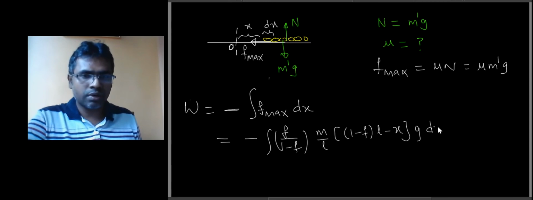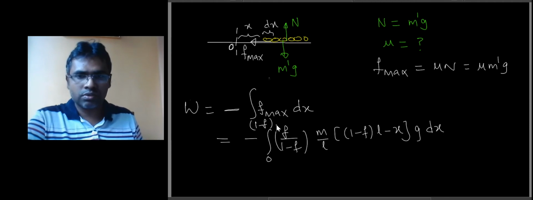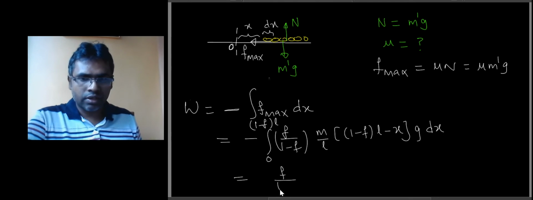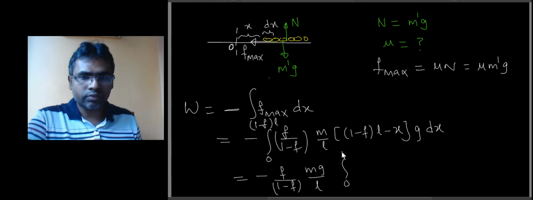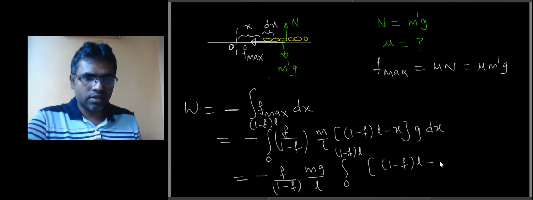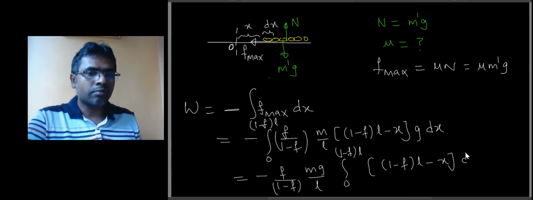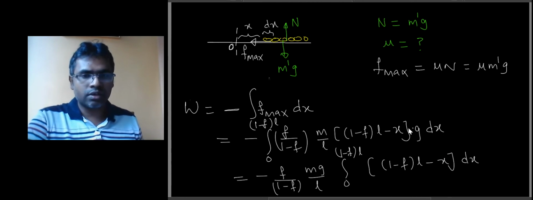And then if you allow the chain to displace by an amount dx, that's the work done for the tiny displacement. But if I integrate for the entire displacement, the entire displacement is (1 minus f) into L, which was the initial length of the chain on the table. If you pull the constants out of the integral, we have f by (1 minus f) times negative mg by L. All these are constant factors, and then we just have to integrate. These are the limits of integration. The integral is easy. This is often the case in problems related to basic physics: the setup is difficult to obtain, the function that we need to integrate, but usually the integrals are very easy.